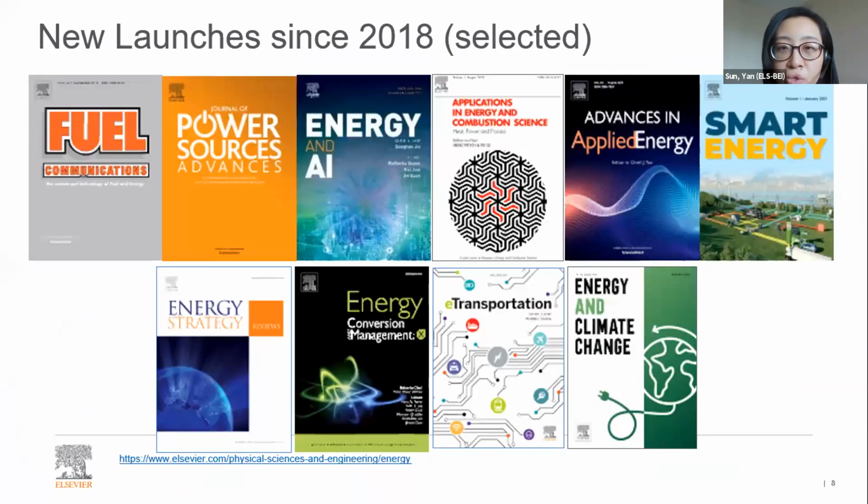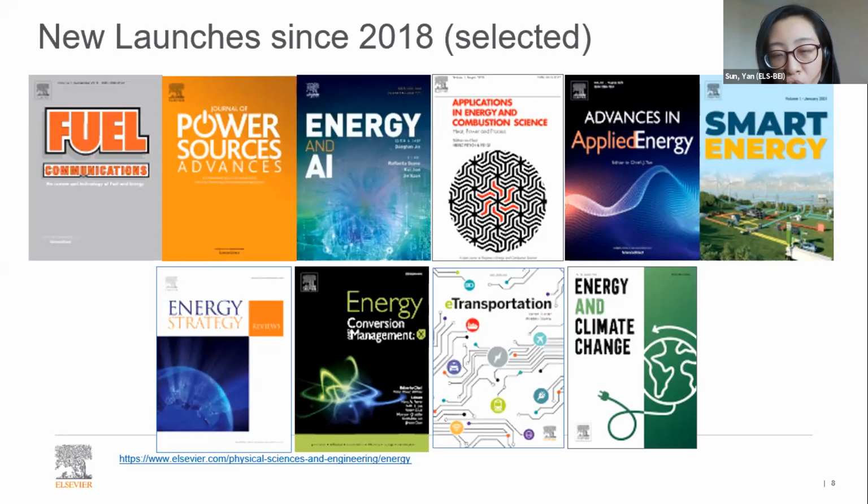There are a few new journals launched recently focusing on open access publishing requirements. As you can see, some of the new journals are spin-offs of established journals, like Fuel Communications, Journal of Power Sources Advances, Advances in Applied Energy. We also launched standalone new Gold Open Access journals, like Applications in Energy and Combustion Science. We flipped one journal, Energy Strategy Reviews, from hybrid journal to Gold Open Access to support open access publication needs.